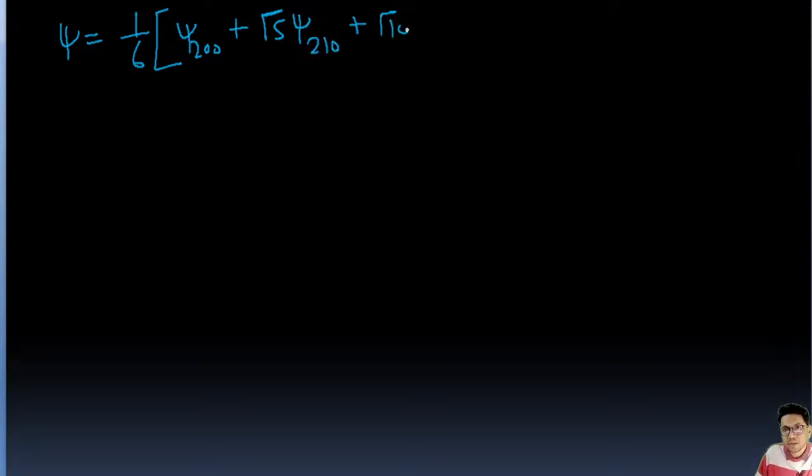So we have been given the wave function. The wave function is given, that is psi equals 1 upon 6 psi 200 plus root 5 psi 210 plus root 10 psi 21 minus 1 plus root 20 psi 211. This is the wave function which is given. So we need to find out the expectation value of Lz.